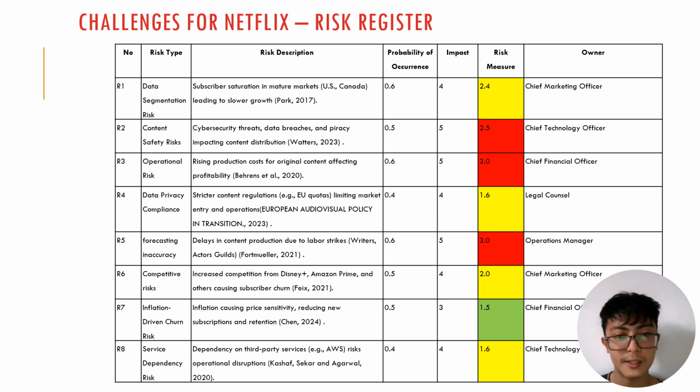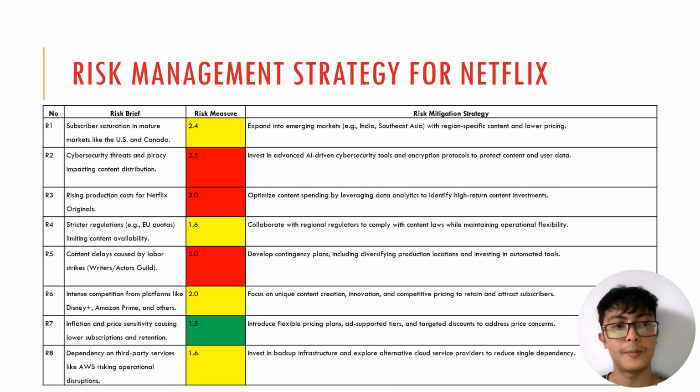Inflation-driven churn risk, which talks about inflation causing price sensitivity, reducing subscription and retention, has a probability of occurrence of 0.5 and an impact of 3. It is the only one with a risk measure of 1.5, which means the probability of it happening and the impact are quite low. The last one is service dependency risk, which has probability 0.4, impact 4, and a risk measure of 1.6.